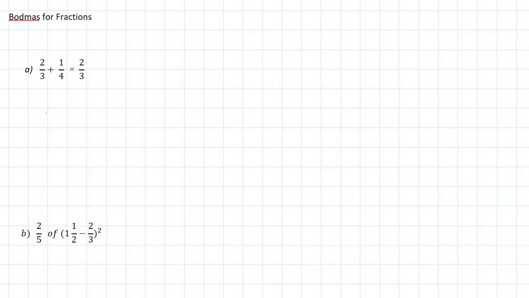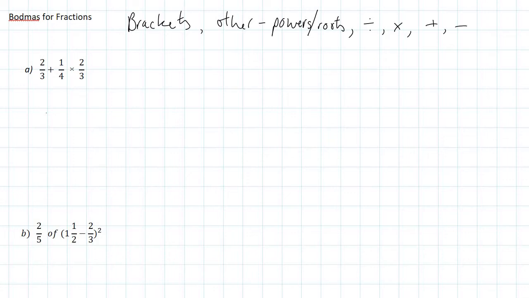And remember, BODMAS order is that we would do any brackets first, then I'm calling it other, but it really means powers and roots. Maybe BIDMAS with indices would be better. And then you divide, multiply, add, and subtract. Add and subtract, remember, we do as a one-er at the end. Don't do all the addition first, then all the subtraction. Just work across the sum left to right.